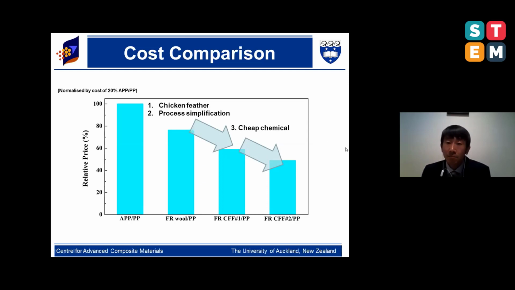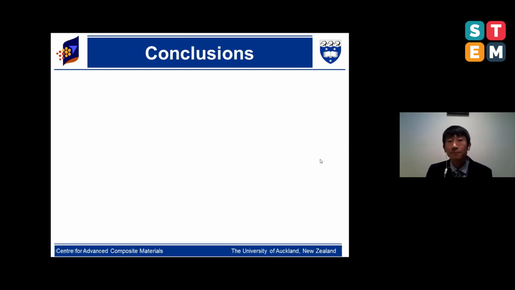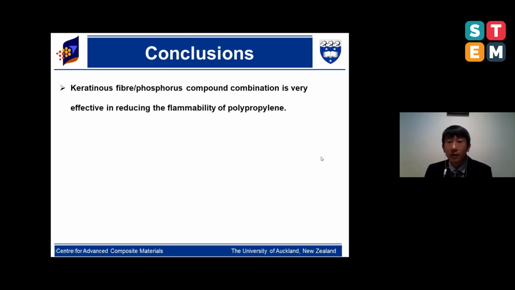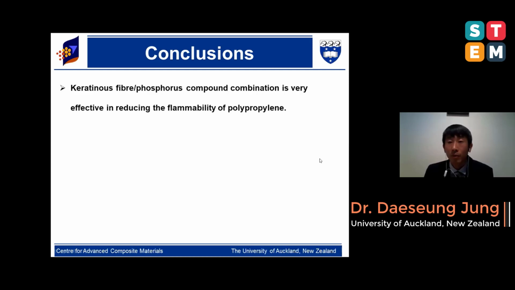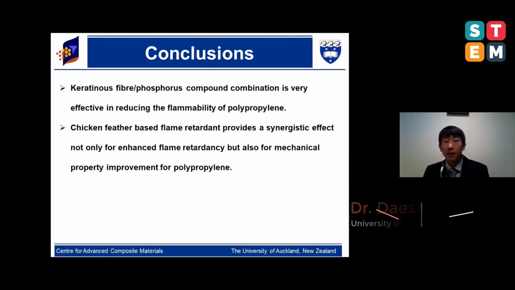So we expect that this flame retardant can be useful for waste recycling and eco-friendly flame retardant fabrication. This is the conclusion. Keratinous fiber and phosphorus compound combination is very effective for reducing the flammability of polypropylene. And chicken feather-based flame retardant provides a synergistic effect, not only flame retardancy, but also mechanical property improvement.